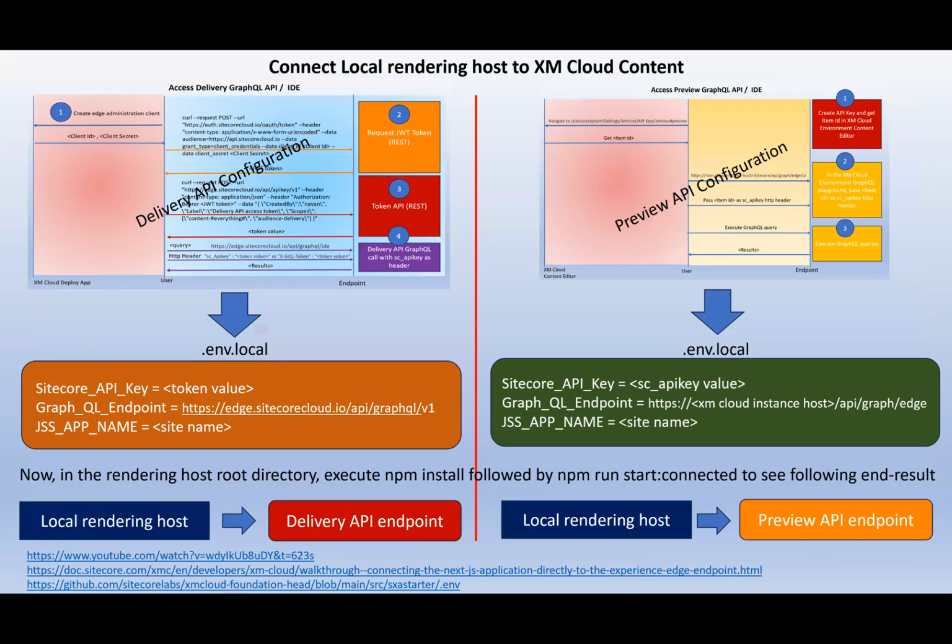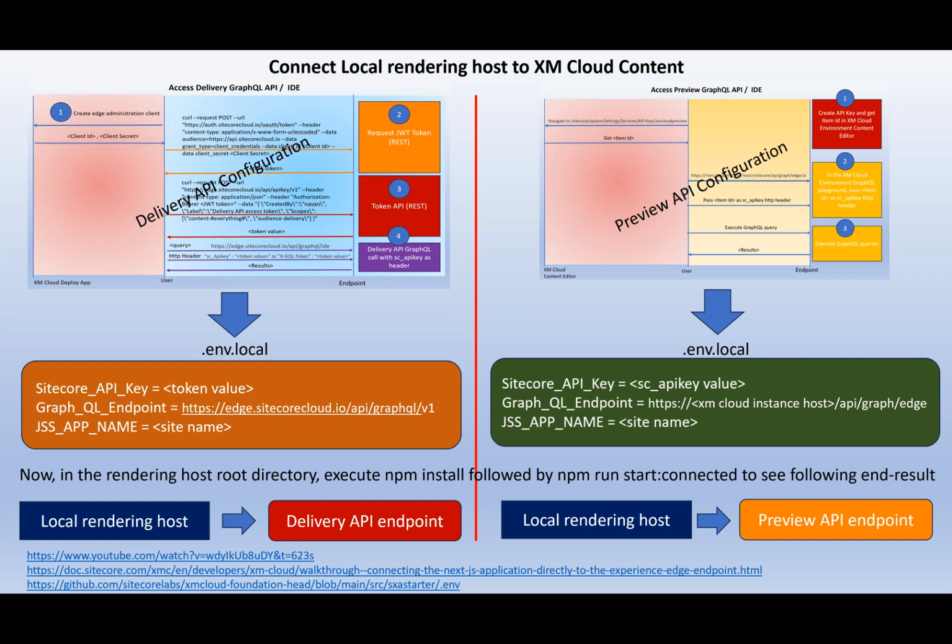So, one summary of all the things together: you have a delivery API where you put the token value, you have the local rendering host, and it connects to the delivery endpoint. That's what we talked about. But if you use the preview endpoint, then you use the Sitecore key, which is part of settings. And even then you can connect your local rendering host to your preview API endpoint.